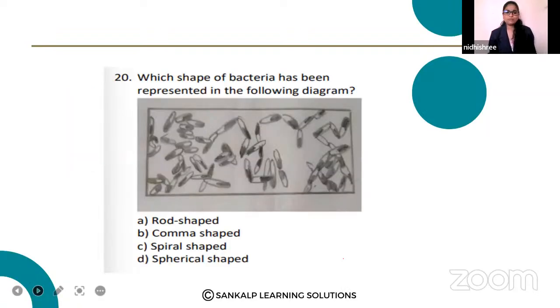Worms. Which shape of bacteria has been represented in the following diagram? Option A, rod shape. Option B, comma shape. Option C, spiral shape. Option D, spherical shape. Kanchana Raj, option A. Samrintaj, option A. Okay. Yes, Harshita, option A. Ramya, option A. Rod shape. What about others? Be fast. Hanumant, option C. Spiral shape. Okay. Madhumita, option A. Harshita, option A. Fine. Option A, rod shape is the right answer.